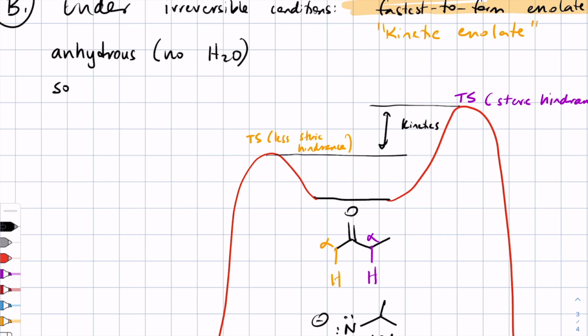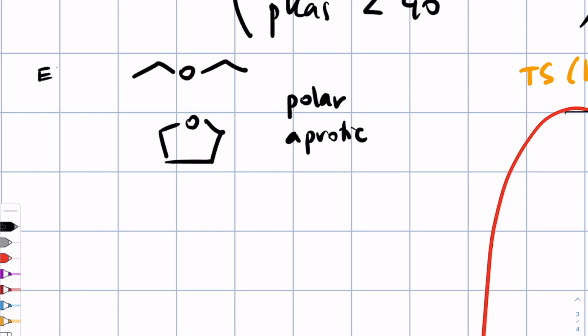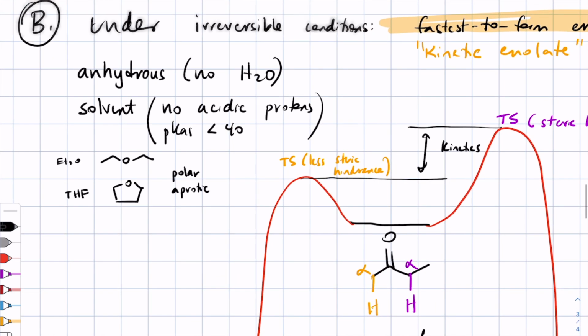We don't typically talk about solvent, but you're going to want to use a solvent with no acidic protons whose pKa's are less than 40. So typical solvents for LDA involve things like diethyl ether or THF. These are polar but aprotic solvents. That's not really anything to memorize. It's just guidance for when you're doing problems in the text and you see things like THF or Et2O. Those are just all solvents that are appropriate for using LDA.